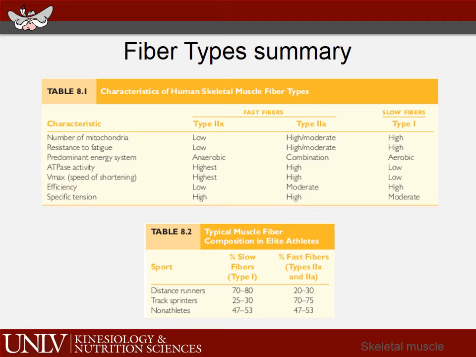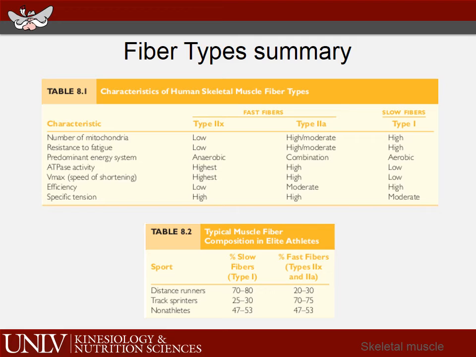So here's a couple more tables for you. The one on top is the one that we saw earlier, just a reiteration of what determines type 1, 2A, and 2X. Right, you see the 2A kind of goes back and forth, high to moderate, combination, high, high. It sits right in between the 2X and the 1s. You'll see the 1 is your aerobic style, and then the 2X is going to be your more anaerobic, more powered athlete type of thing.